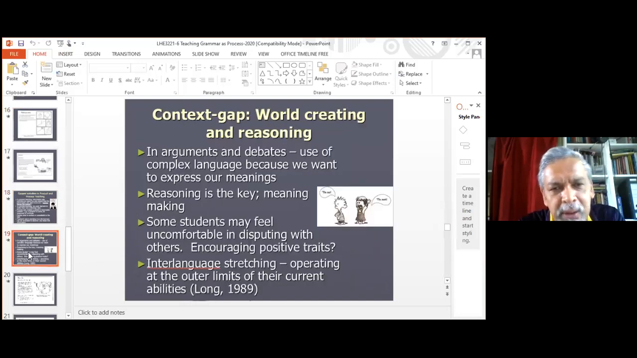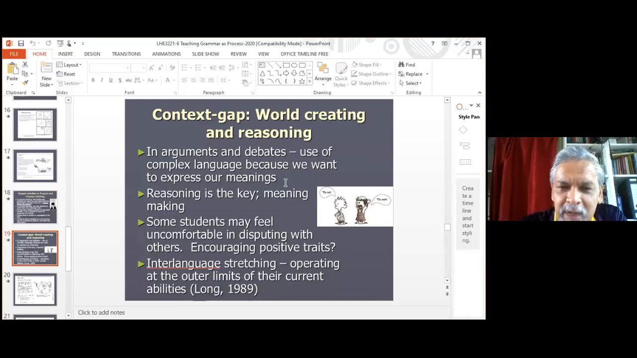So this is another context gap: world creating and reasoning. Of course, if you think of an opinion or an argument or a debate, we don't know what the other person is going to say, right? So that's a context gap also. Because we don't know what they're going to say, the person who wants to say it will have to say it very clearly so that people will understand what they're trying to say. Okay.